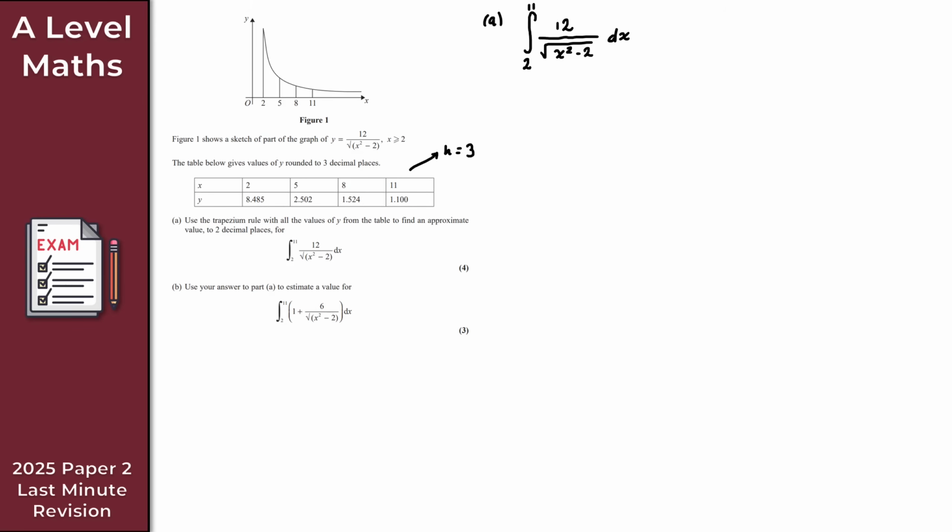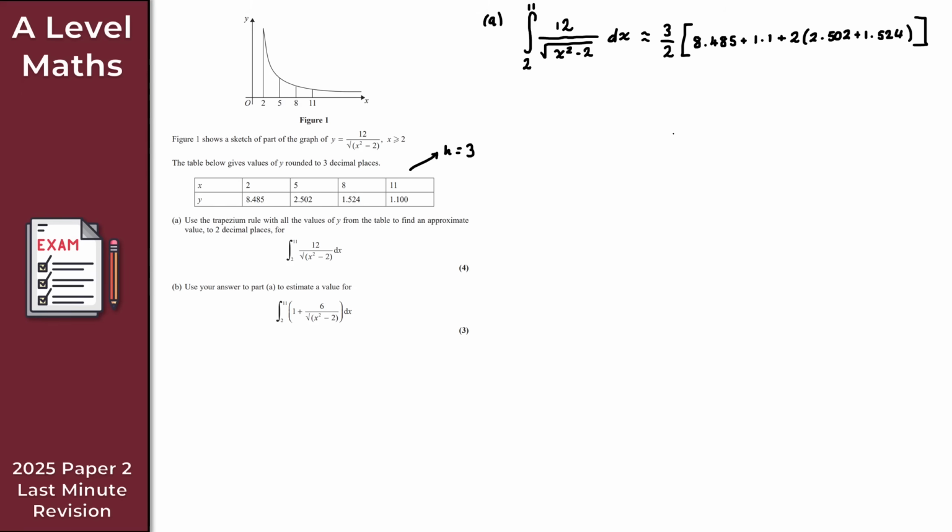So what do we get? This integral, using the trapezium rule, will be approximately h over 2, so 3 over 2, times the first y value plus the last y value, and then 2 lots of all the other y values. If you can remember that, the trapezium rule is really straightforward. So I get 8.485 plus 1.1, plus 2 lots of everything else, so 2.502 and also 1.524. Nothing extravagant here.